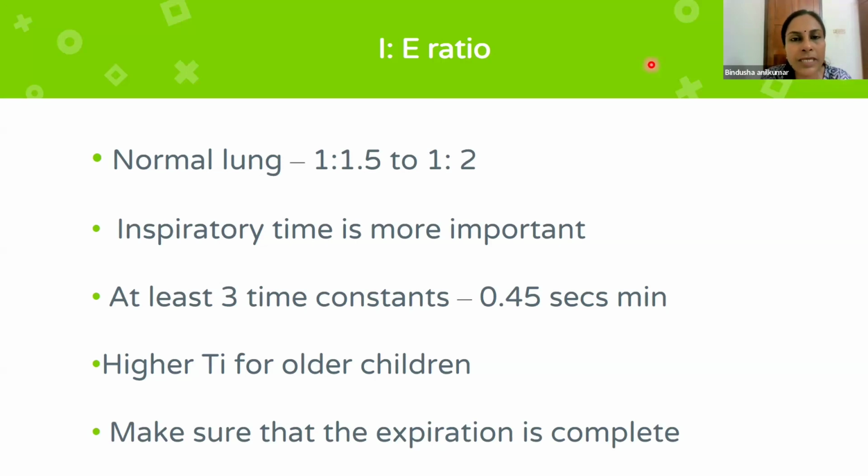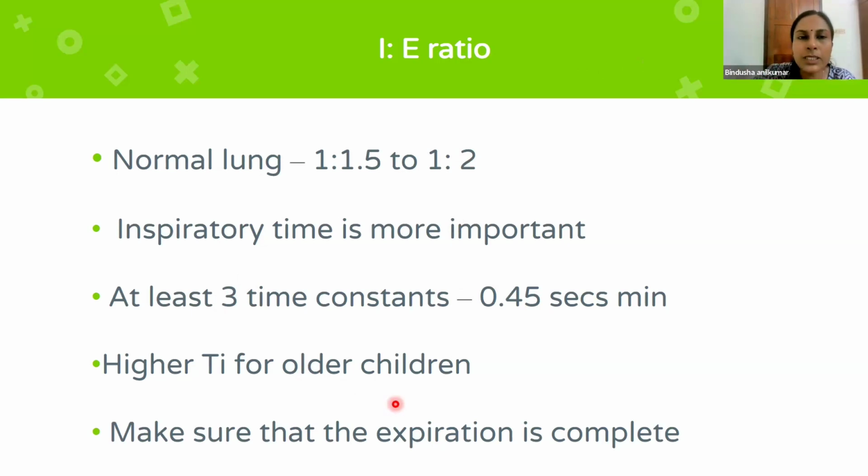Suppose the patient is having a poorly compliant lung. As Mridul explained yesterday, the time constant is a product of compliance and resistance. So when the lungs become less compliant, the time constant decreases and the flow will complete very soon. So you may use a higher respiratory rate in those conditions where there is poor compliance of the lung. And always, when you are setting the inspiratory time, when you are setting the IE ratio, always make sure that the expiration is complete.